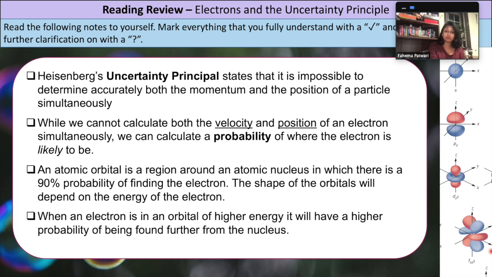So an atomic orbital is the 3D space around the nucleus in which there's a 90% probability of finding the electron. And the shapes of those orbitals depend on the energy of the electron.